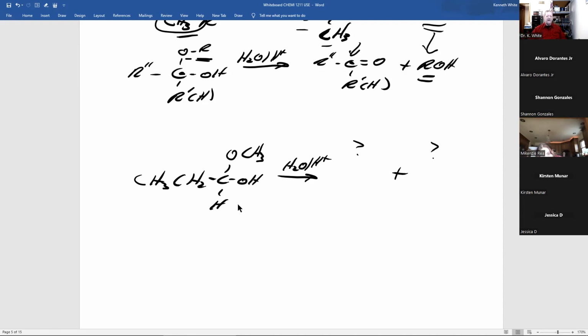What two product or products would you get from the following reaction? 3 points each.